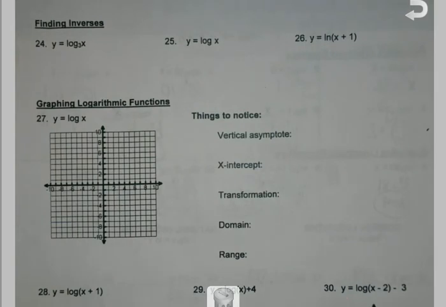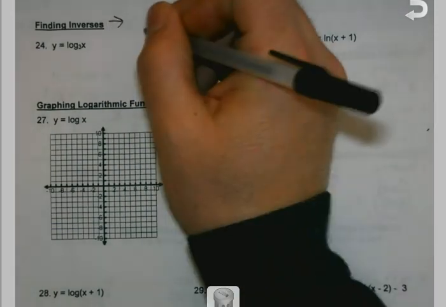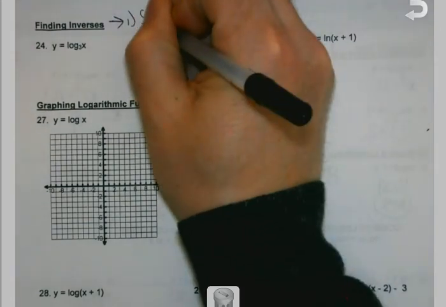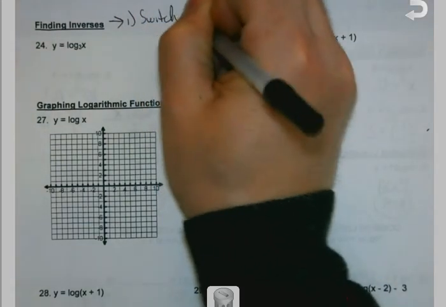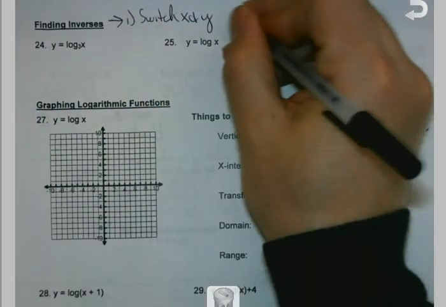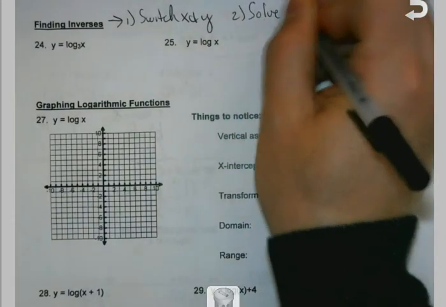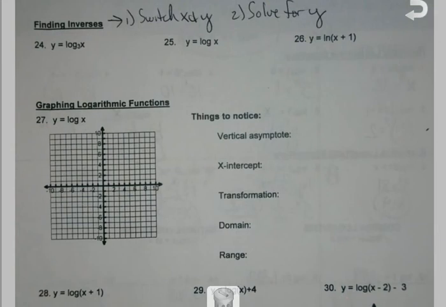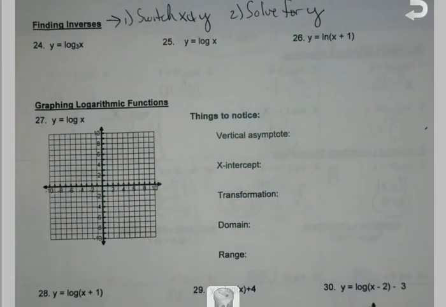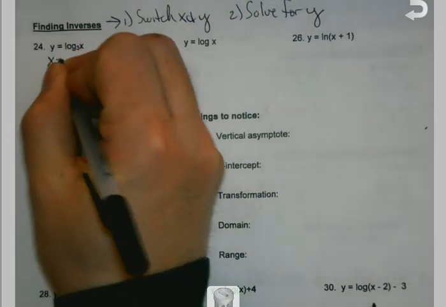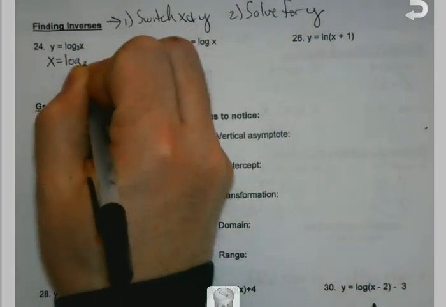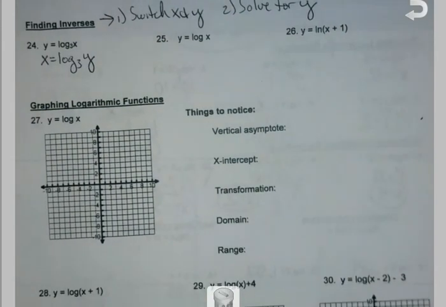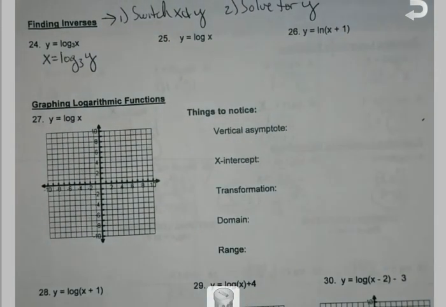Finding inverses, no different than when we did it with y and x before. You're like, now how do we do that again? Switch x and y. Solve for y. You're like, oh yeah, we used to switch them and then solve for y, and that would be, you know, my y to the negative 1. That's what I'm going to do here. I'm going to switch x and y.